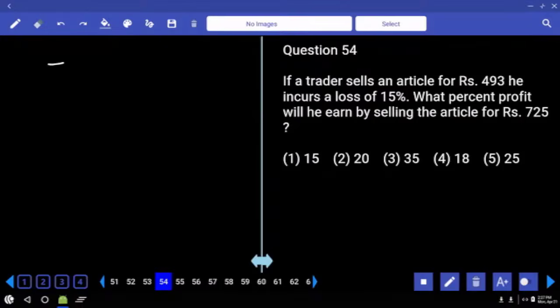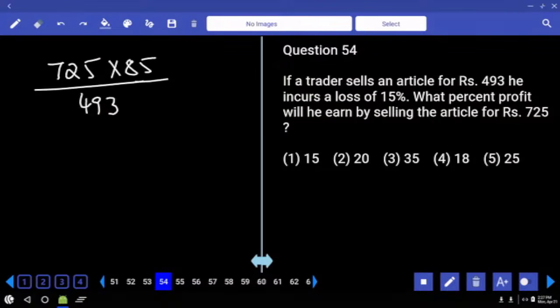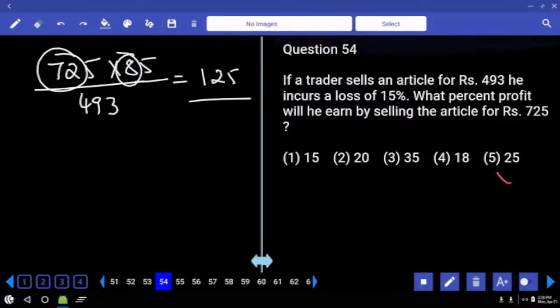So what we have here is 725 by 493 into 85. Yes? Now look at the beauty. Look at the preceded numbers. What are they? Both even. So it ends with 25. So it will be 125 only, right? Answer 25%. Done. Okay.